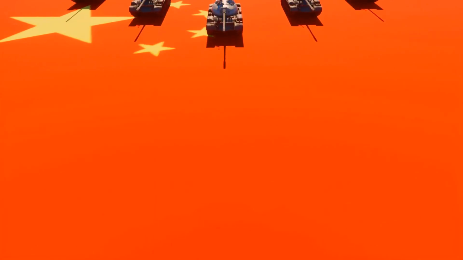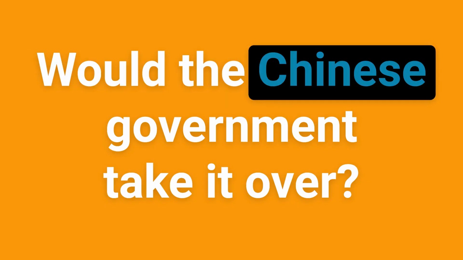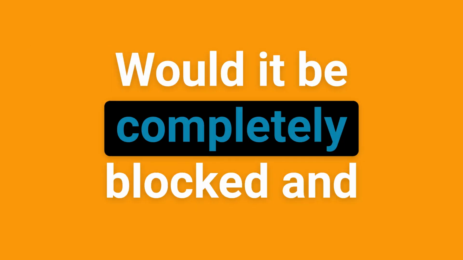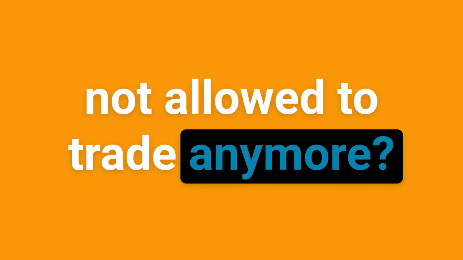An example that comes to mind is Warren Buffett. He was invested in a chip manufacturing company in Taiwan, but when he was looking at the geopolitical events, he felt like there was a lot of risk of China invading Taiwan. And if that was to happen, I don't know what would happen to that particular company. Would the Chinese government take it over? Would it be completely blocked and not allowed to trade anymore? Because of all that uncertainty, Warren Buffett said, this is now a higher risk investment, so I'm going to take a step back and sell all of my stocks in that company.